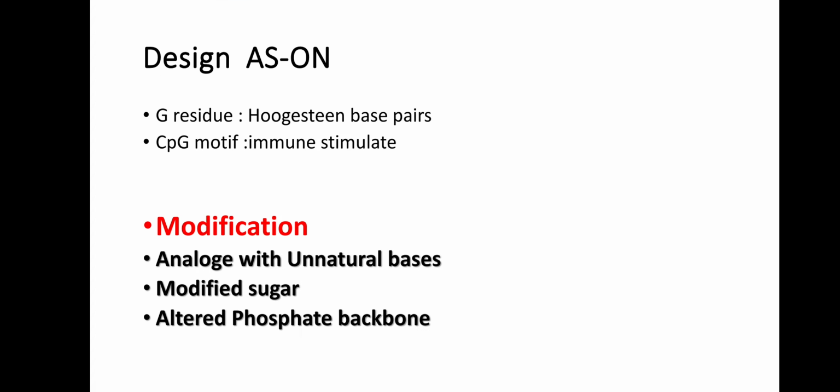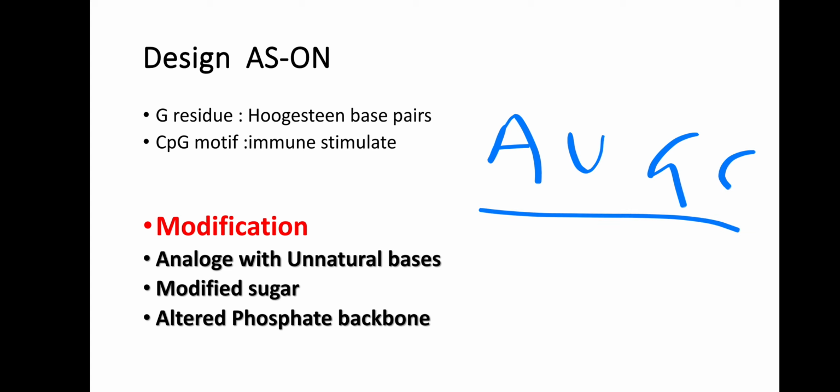In the next slide, we are going to discuss how to design. You can see our nucleotides are A, U, G, and C. We are discussing mRNA, so there is no T; in place of T there is a U. We always have to focus on G residues. When designing antisense, if G is there, they make triple bonds. This is called a guanine base pair, so it should be avoided.